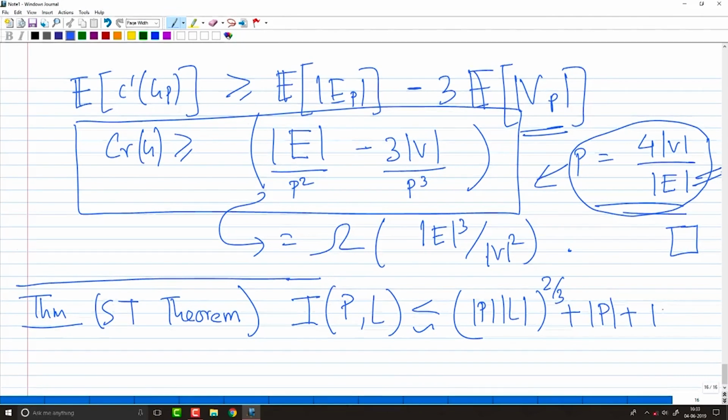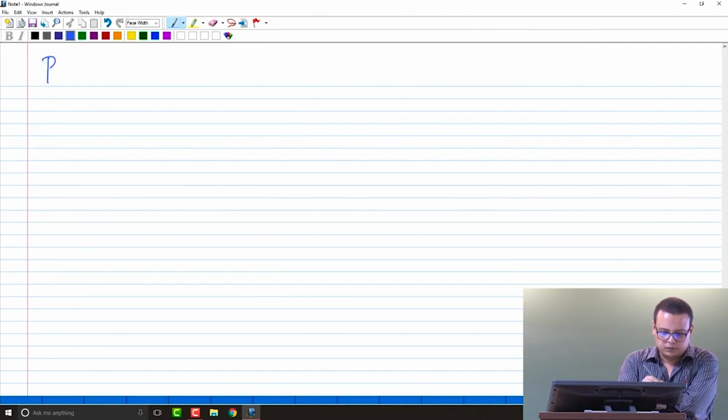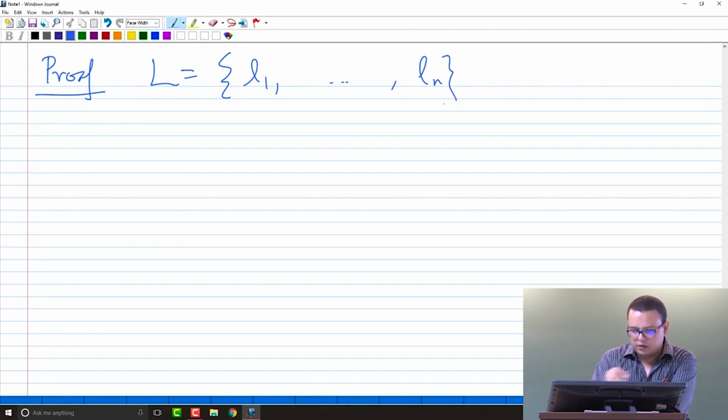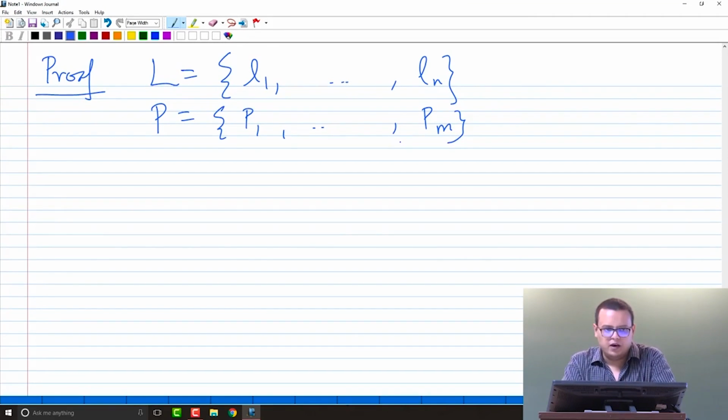Thank you. But just replace it with this, and you will see this is the bound. So this is what we will be proving now. You have a set of n lines, and you have a set of points, and you want to estimate the incidence I of P, L. The estimate you want to do is this.